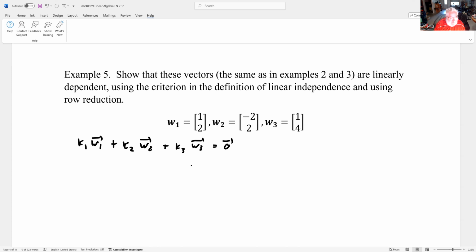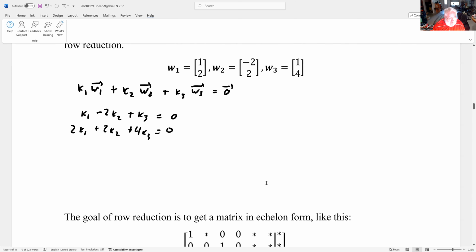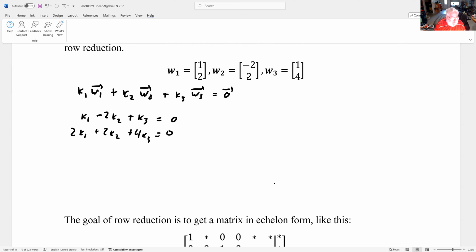And as we saw, this turns into the equations k1 times 1 plus k2 times minus 2 plus k3 times 1 equals 0. And then k1 times 2 plus 2 times k2 plus 4 times k3 equals 0. So what we do is we set up something called an augmented matrix.